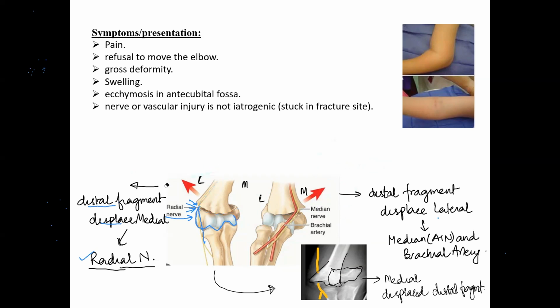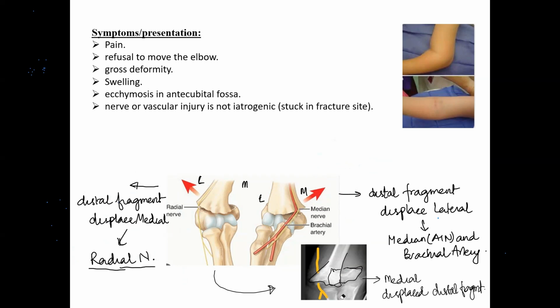So let me repeat here. It depends on the displacement of the distal fragment. If you see here, it is displaced medially, kinking over the radial nerve. If the distal fragment is moving laterally, that is kinking over the median nerve.